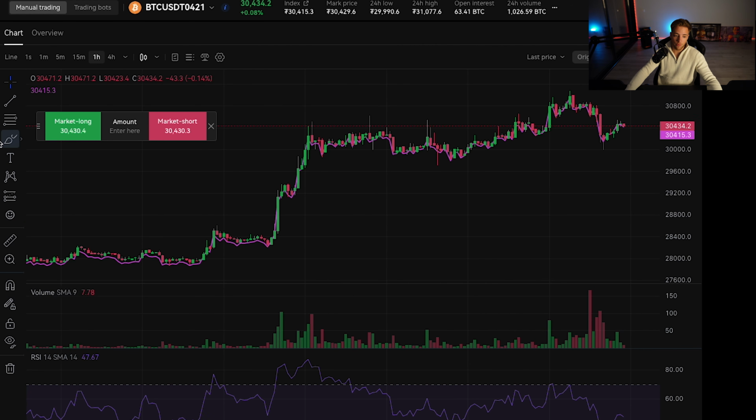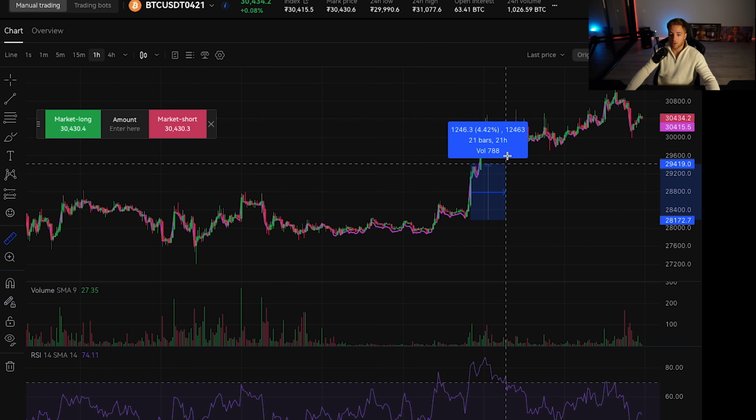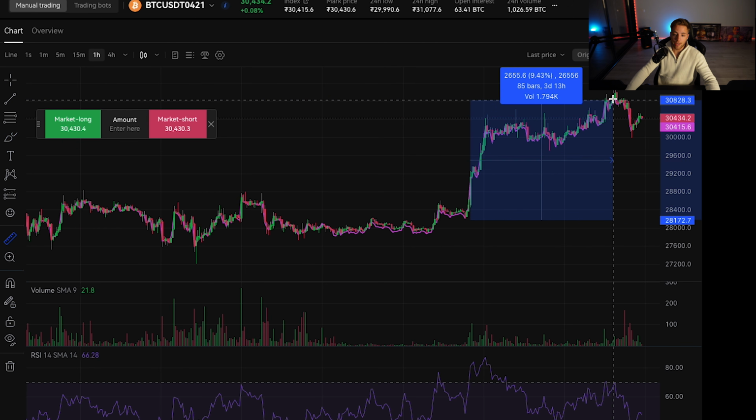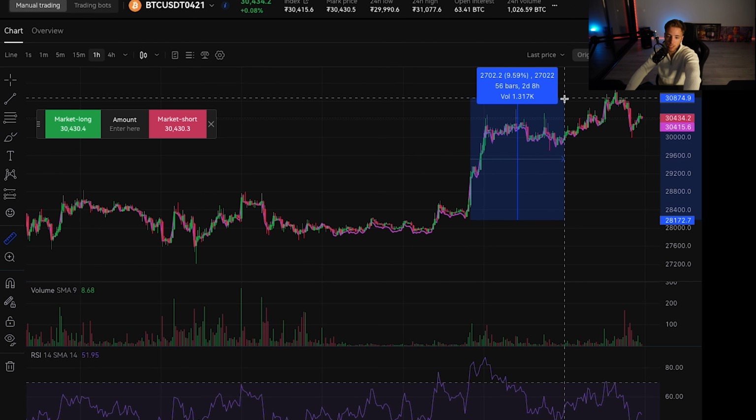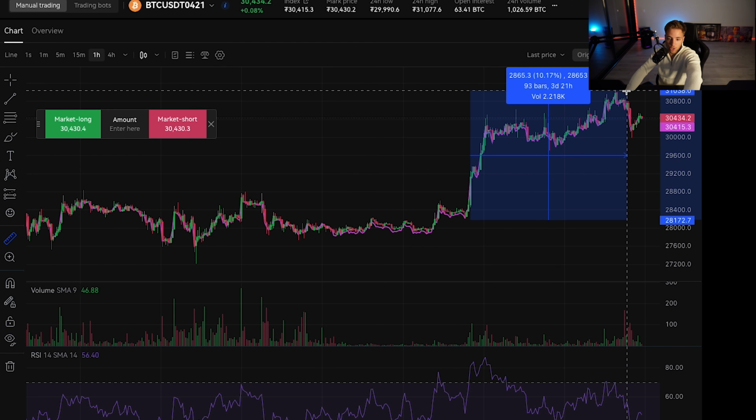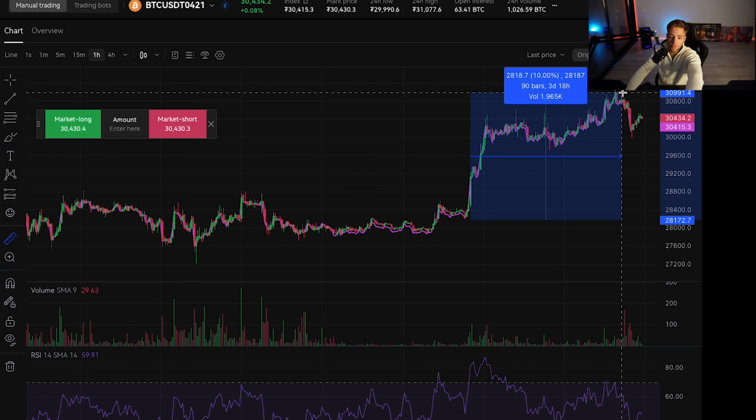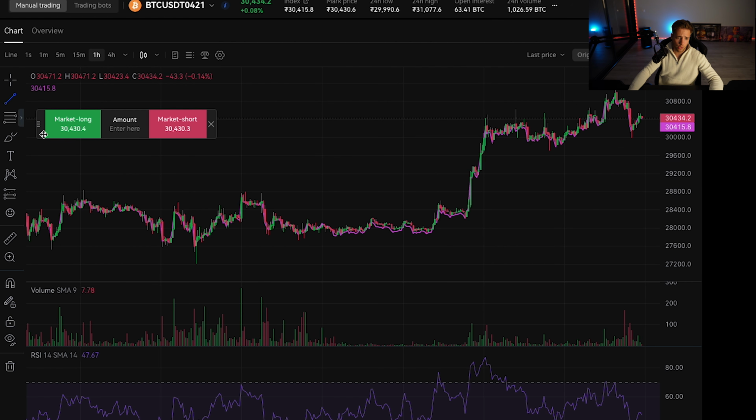Basically, if you want to draw something, something that I use a lot is this tool. So basically you can choose the percentage and what's happening, like in which day you can see. For example, if we measure it from here, it says 10% in the last 3 days, the volume and how many bars.